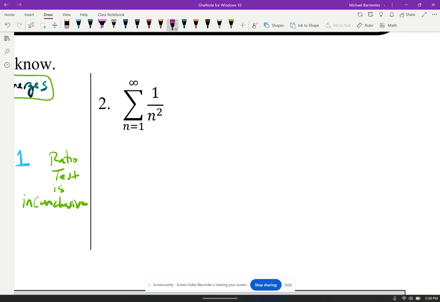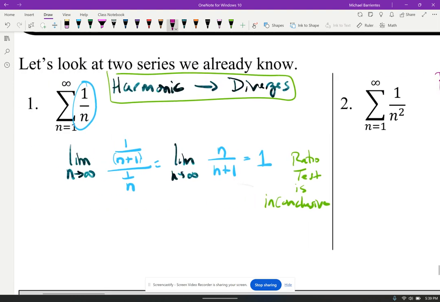I'm looking at this setup. This setup looks familiar. You should recognize it as a P series. It's a P series where P is equal to 2 and that value is greater than 1. And so therefore I know it converges. So can I do the ratio test to determine whether or not it converges?